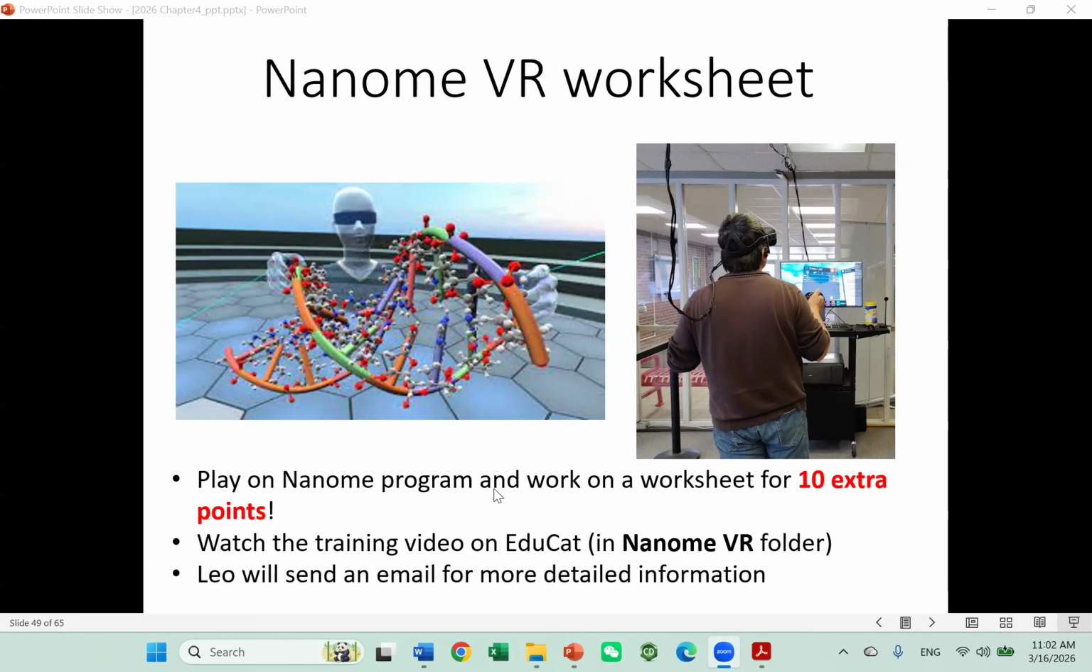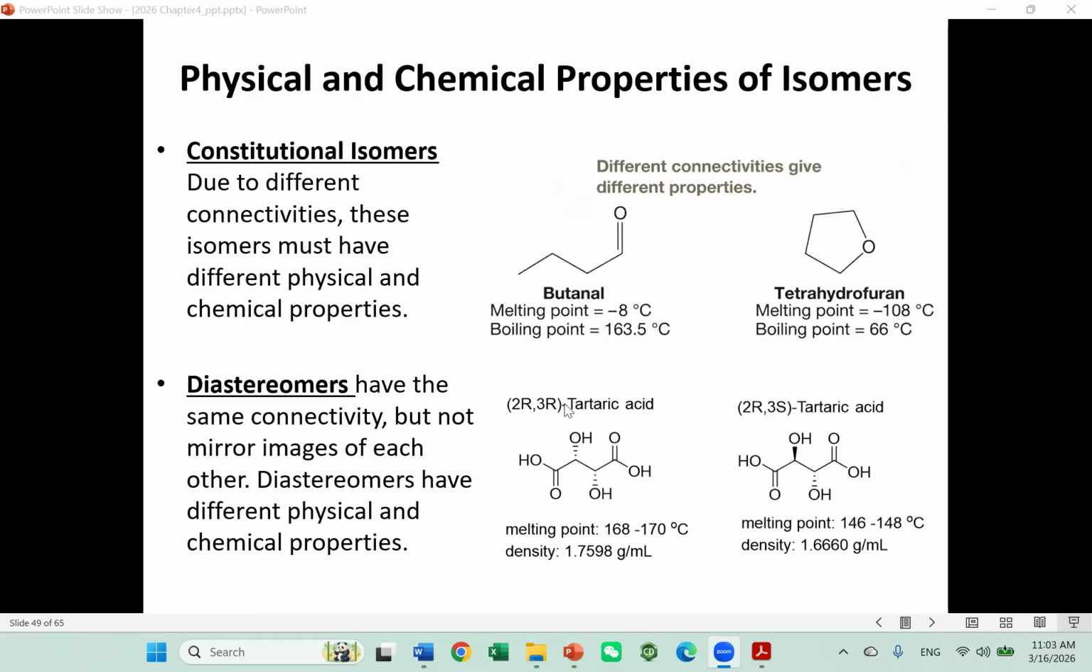Before you work on the Nanome worksheet, one thing to keep in mind: please watch the online video, okay. This video I already posted on EduCat, okay. It gives you a basic idea of how to operate the instrument, how to open the program, how to move a molecule, how to expand it, how to rotate it, okay. And later I will send out another email, probably later today, with more detailed instructions on how to make reservations, okay. It's easy money for you guys, just an extra 10 points, okay.